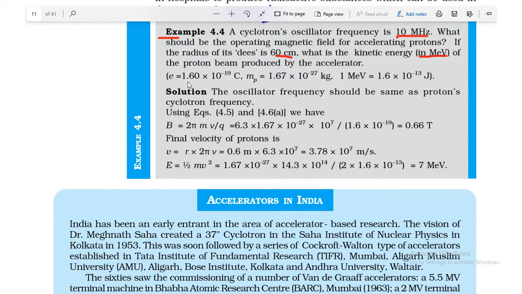And the given things are the charge, then the mass of the proton, you can see here, and this is the energy. 1 million electron volt, you can write in joules, this one is in joule.